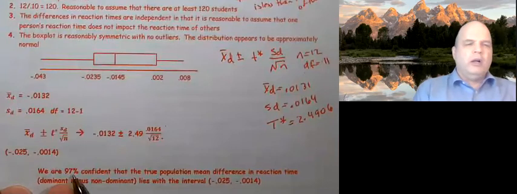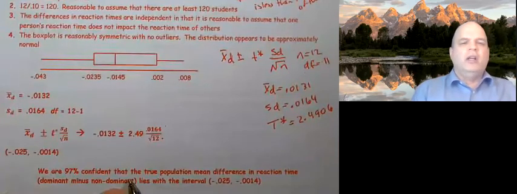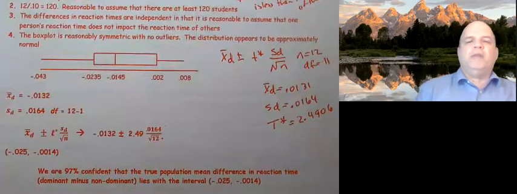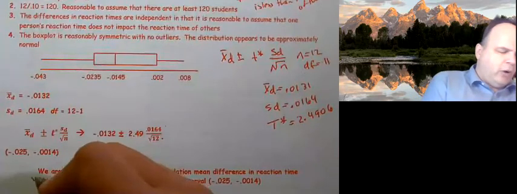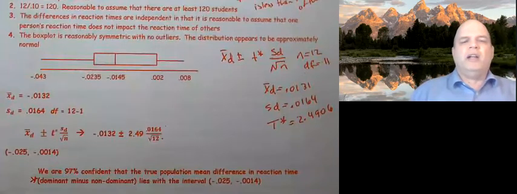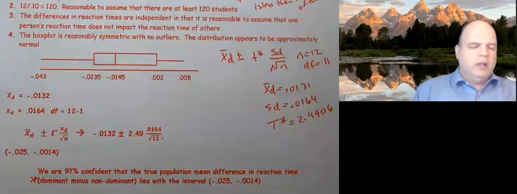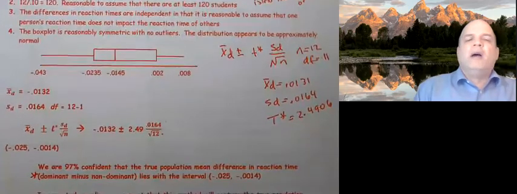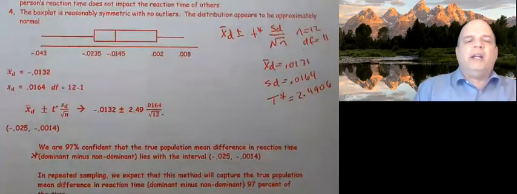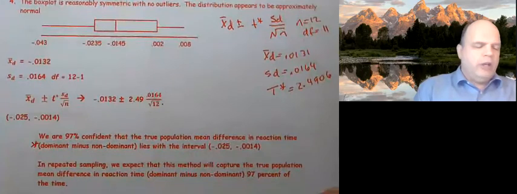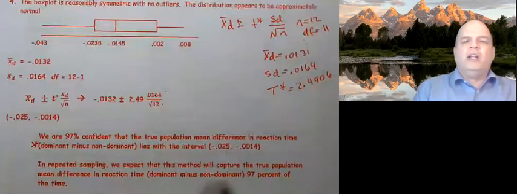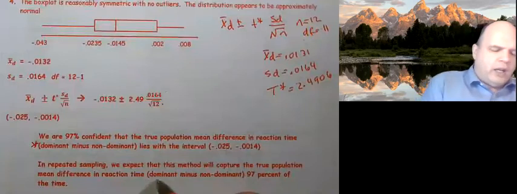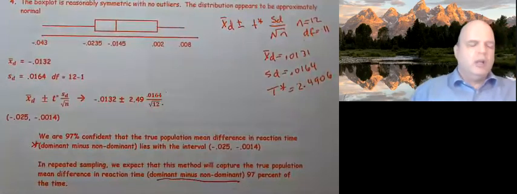So we are 97% confident that the true population mean difference in reaction time, which order, must have this always, dominant minus non-dominant, lies within the interval here. All right. And explaining what the confidence level is. In repeated sampling, we expect that this method will capture the true population mean difference in reaction time 97% of the time. Once again, always have to show the direction.